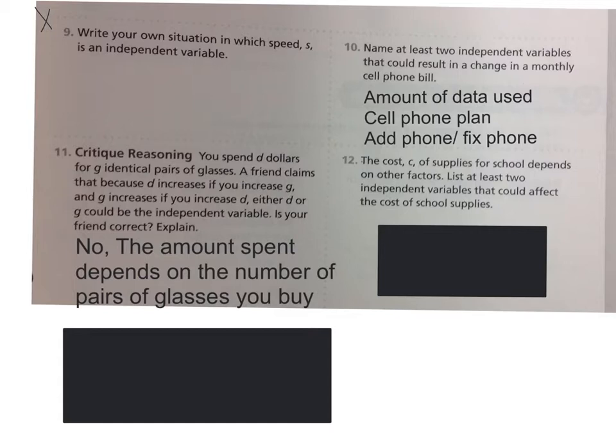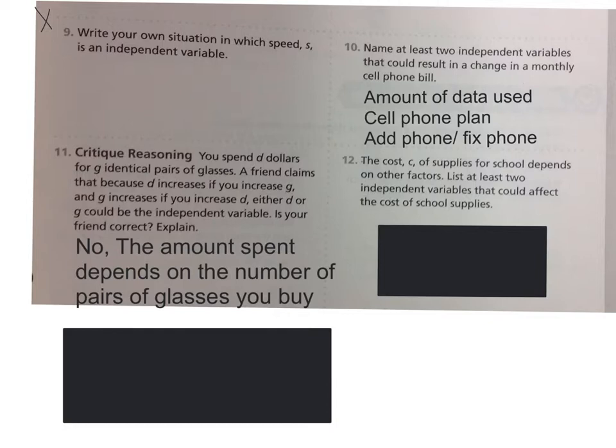G is the independent variable. Okay, again, think about what's happening. You're going to buy the glasses, you bring them up to the register, and then they say, here's how much it costs. So again, not always, but a lot of times the thing that happens first is independent, and what happens next is dependent.